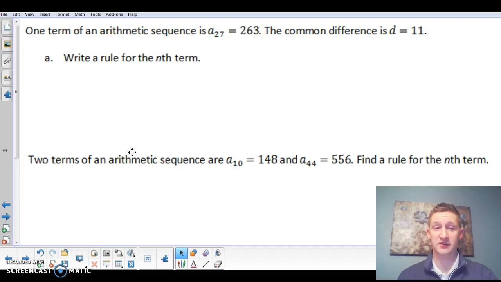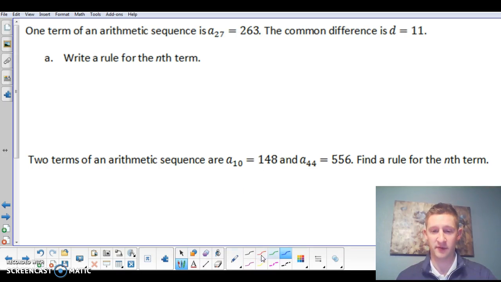In the second video of lesson 2, we are going to again write a rule for the nth term of some arithmetic sequences. First one has that we're given the 27th term, and we're told that it's equal to 263. We're also told that we have a common difference of 11. We're asked to write a rule for that nth term.